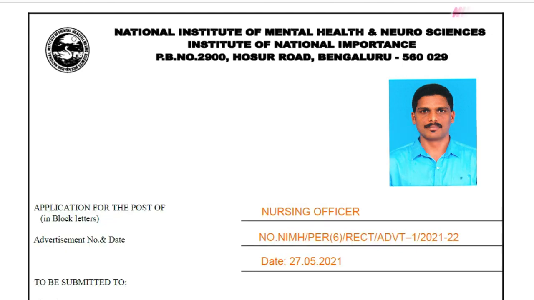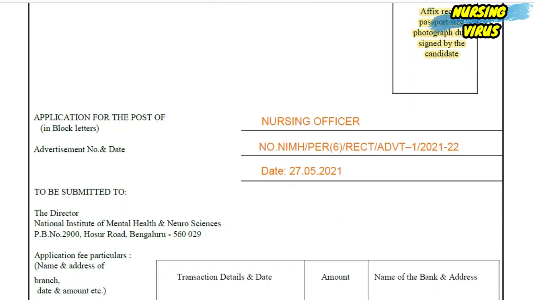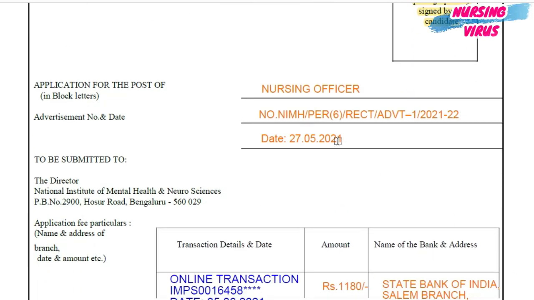Let's go. On the initial page, first paste your photograph and you can fill the post, Nursing Officer, and the reference number that has been given in the application notification. Then the application date also you need to write. The entire application can be filled either with handwriting or with a typed copy.